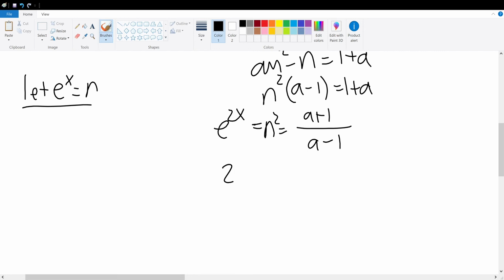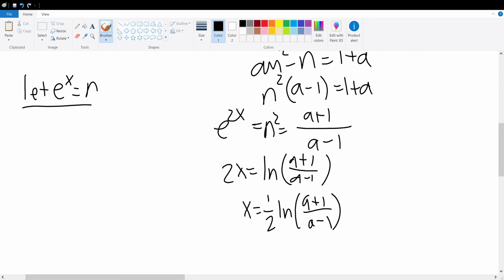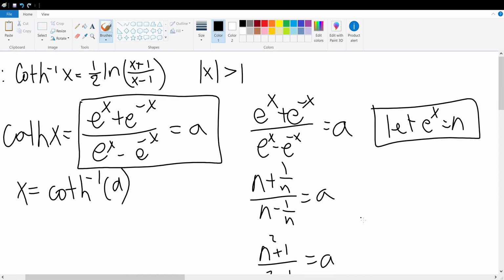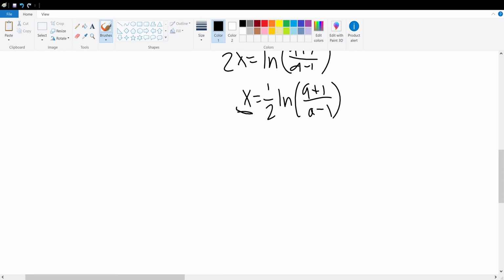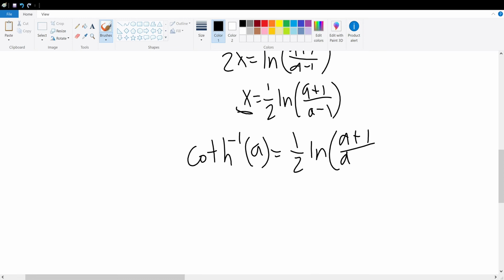To find the value of 2x, we take the natural log of (a plus 1) divided by (a minus 1), and divide by 2 on both sides to get x is equal to half times the natural log of (a plus 1) divided by (a minus 1). And now, likewise how we did it for the arc of tangent hyperbolic of x, we must argue the restrictions of a. But before we do that, let us finish this proof by remembering our definition right here. x is equal to the arc of hyperbolic cotangent of a. Substitute that into the same x variable right here to get the arc of hyperbolic cotangent of a is equal to half times the natural log of (a plus 1) divided by (a minus 1).